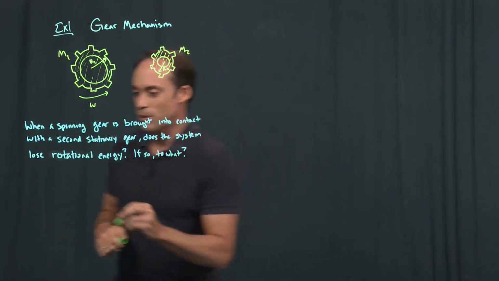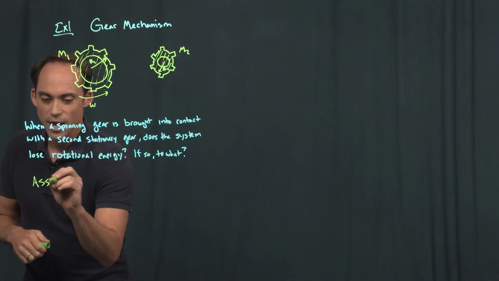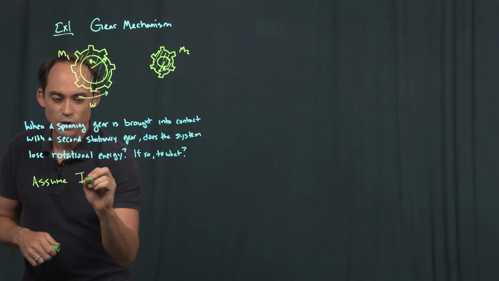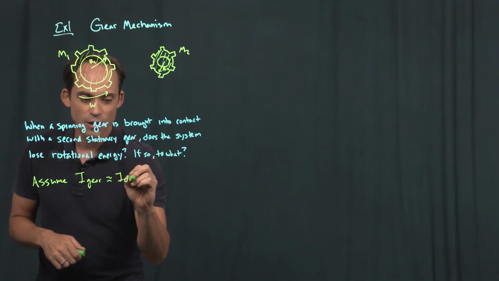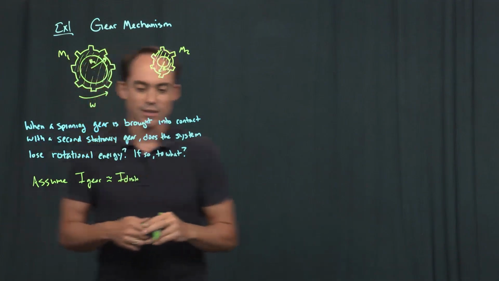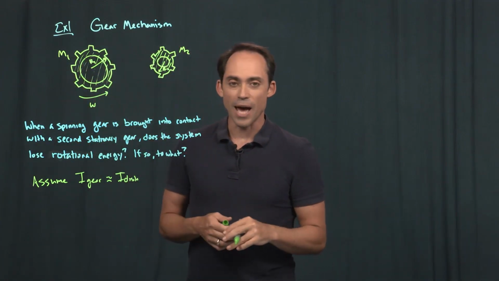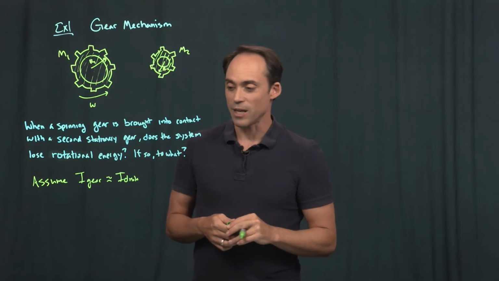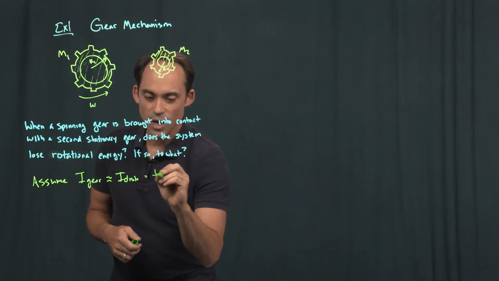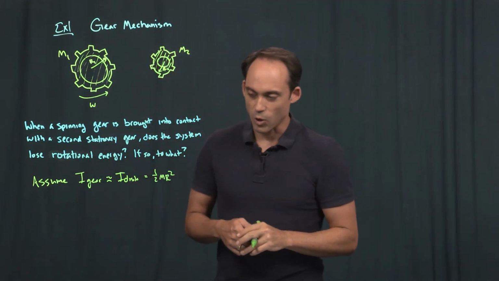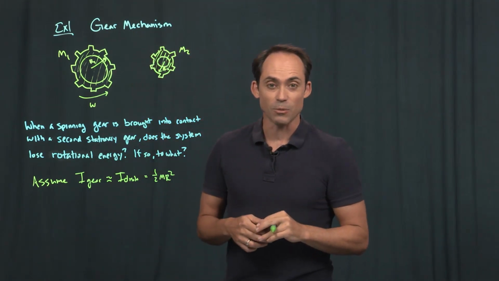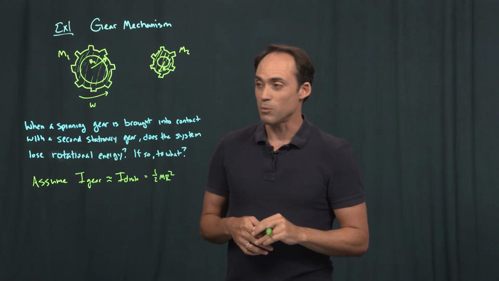Just to keep things simple, I'm going to assume that the moment of inertia of a gear is about the moment of inertia of a solid disk of given mass and radius, and that's equal to 1/2 times the mass times the radius squared. That will allow us to compute at least the angular momentum between the two components.